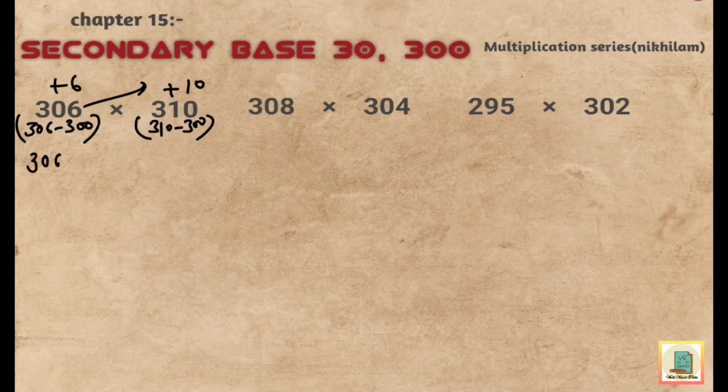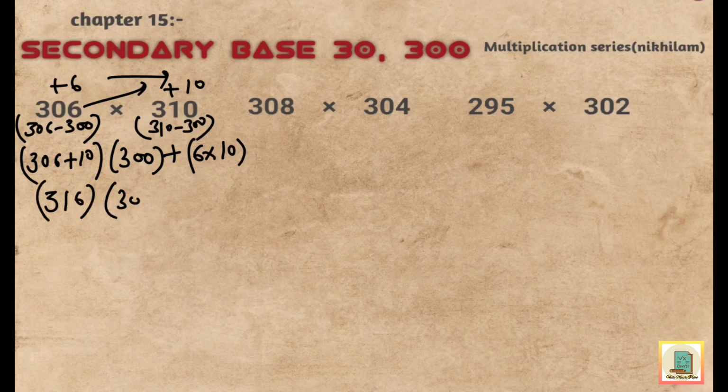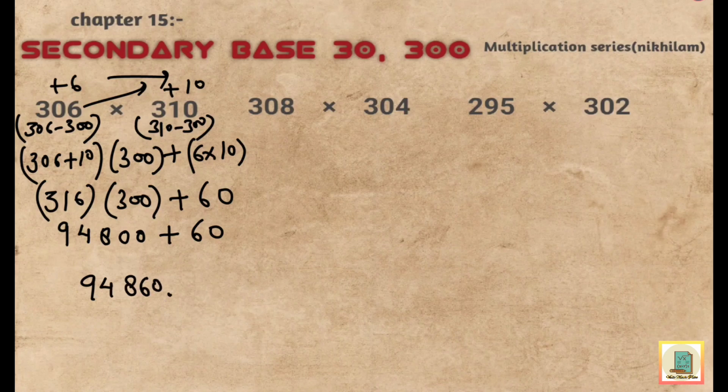So 306 plus 10. Multiply with the base, which is 300, plus multiply the deviations, which will be 6 multiplied by 10. So 306 plus 10 gives you 316. Multiply by 300 plus 6 tens are 60. So 316 multiplied by 300 gives you 94,800 plus 60. So the final answer is 94860.